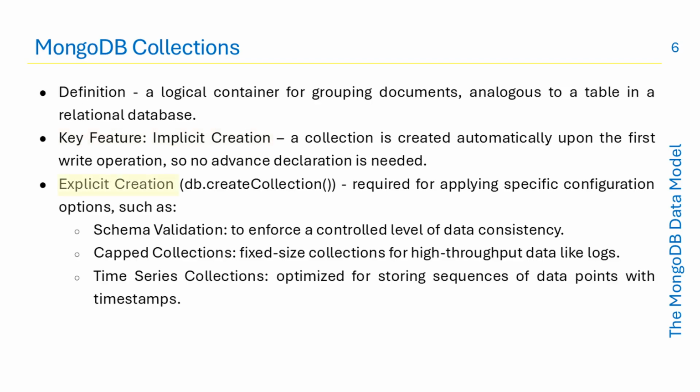However, there are times when you do want to create a collection explicitly, using the db.createCollection command. You would do this when you need to apply specific advanced configurations. For example, you can enforce schema validation rules to ensure data consistency. You might create a capped collection, which has a fixed size and is perfect for storing recent log data. Or you could set up a time series collection, which is highly optimized for things like IoT sensor data or financial metrics. So we have our documents in our collections. This covers the logical structure. Next, let's look at the highly efficient binary format that MongoDB uses to physically store this data, BSON.